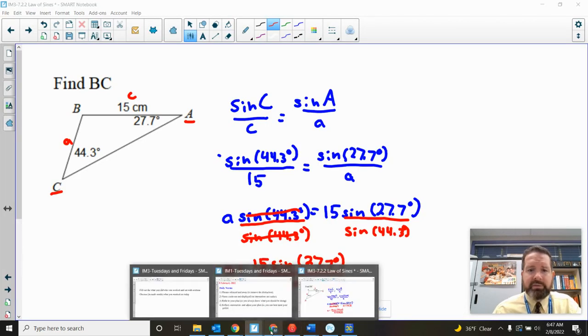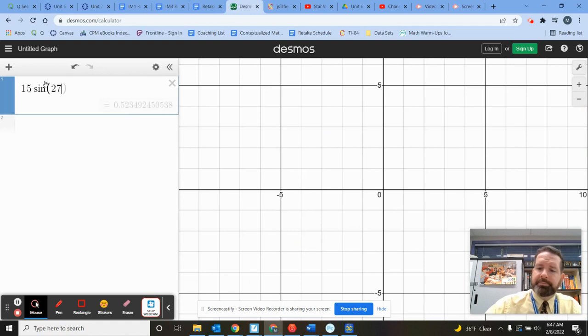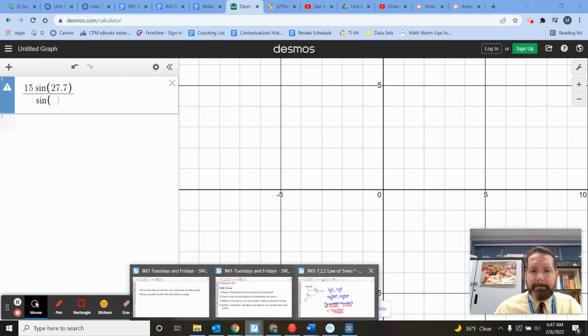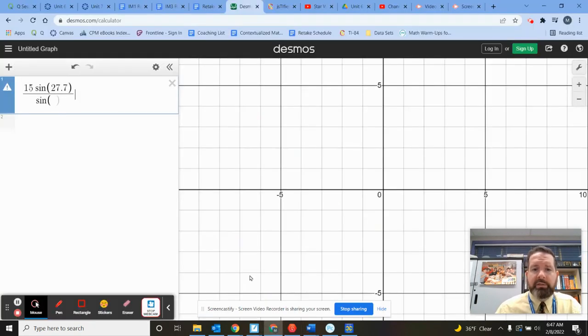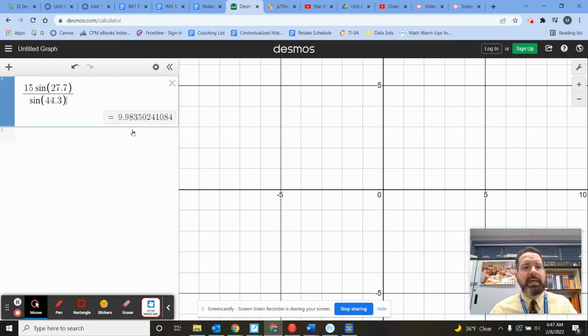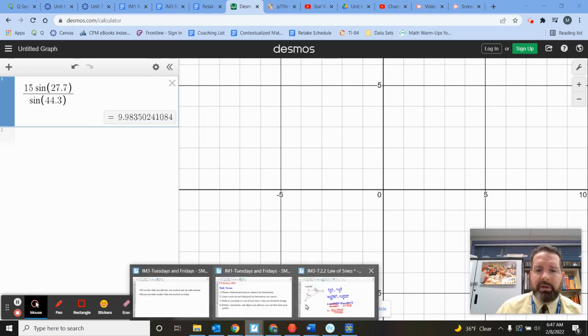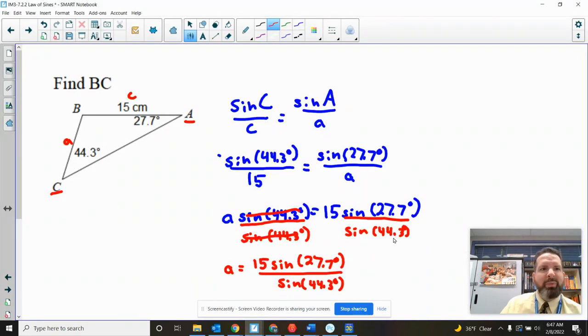27.7 degrees divided by the sine of 44.3 degrees ends up being about 9.98. I'm going to call it 9.98. Pay attention to the rounding instructions in whatever it is you're doing.